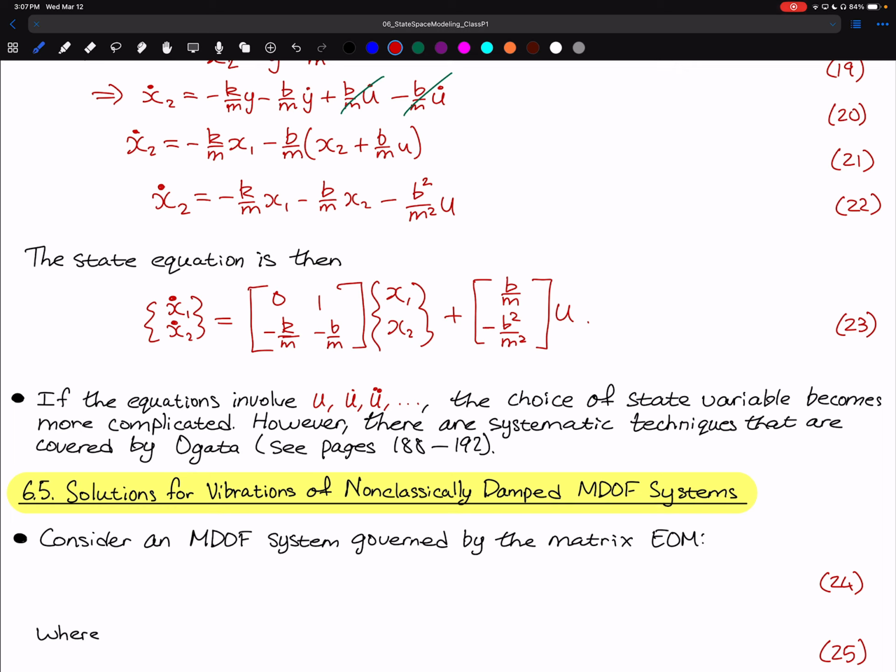If the equation involves higher derivatives and multiple derivatives as well, then it becomes more complicated than what we just showed here. There are some systematic techniques that are covered by the Ogata book. We're not going to cover them in this class. Okay, we're going to stop here.